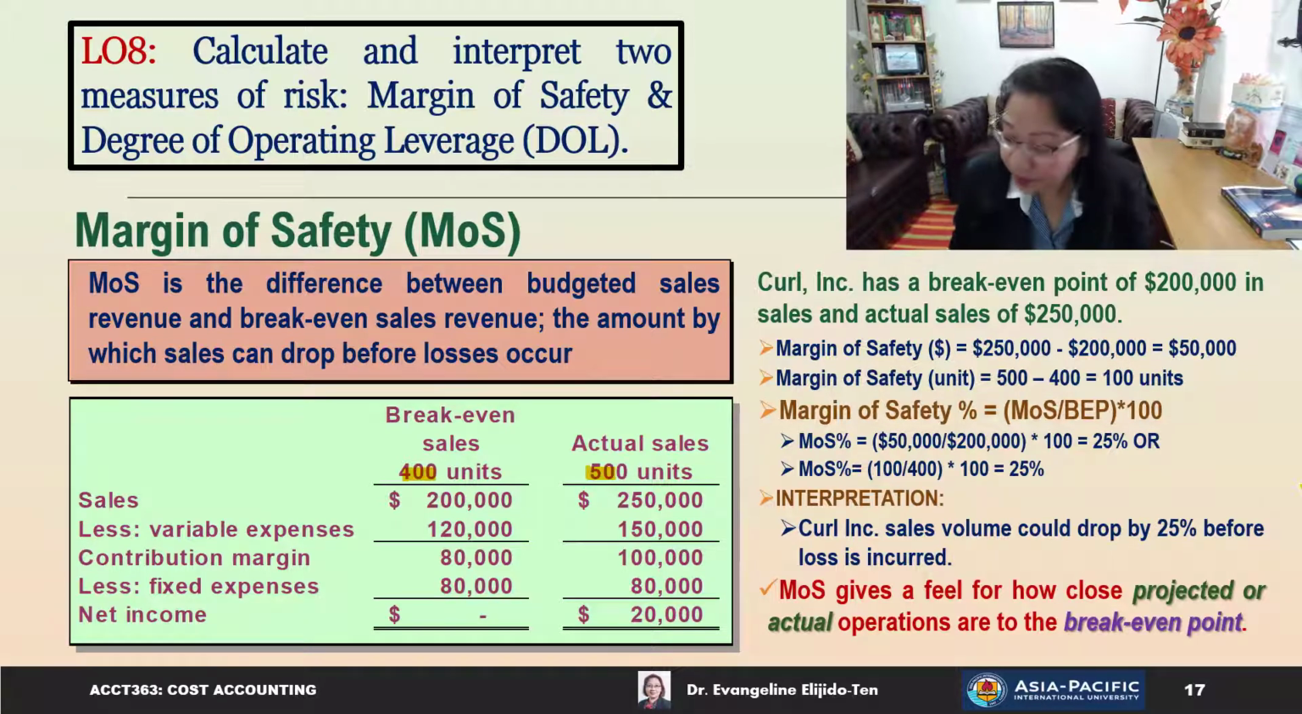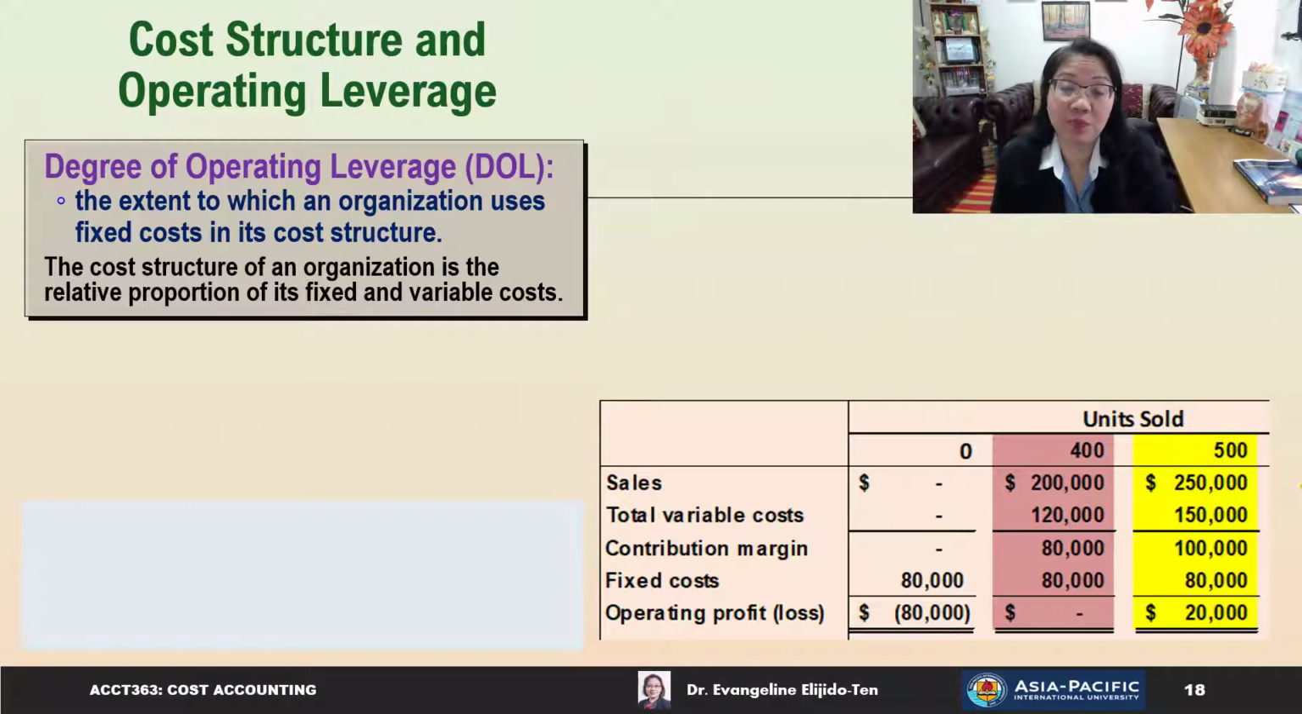All right. What about DOL? Degree of operating leverage. It's also a measure of risk. DOL is simply the extent to which an organization uses the fixed cost in its cost structure. Cost structure of an organization is simply the relative proportion of its fixed and variable costs. All right. So the higher your fixed costs are, the higher your DOL would be. The lower your fixed costs are, the lower DOL would be.